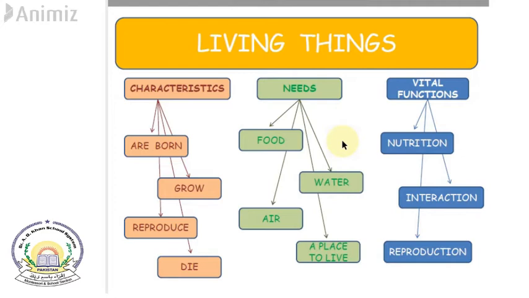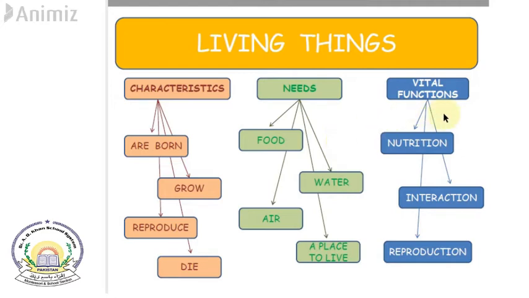And if you don't have a place to live, it will create troubles for your livelihood, for your life. So human beings need food, water, air, and a place to live. Similarly, animals also need food, water, air, and a place to live. Without all these things, human beings or living things do not survive. Plants are also living things. They also need food, which is given to them by sunlight, and they also need water and air. So these are the needs.